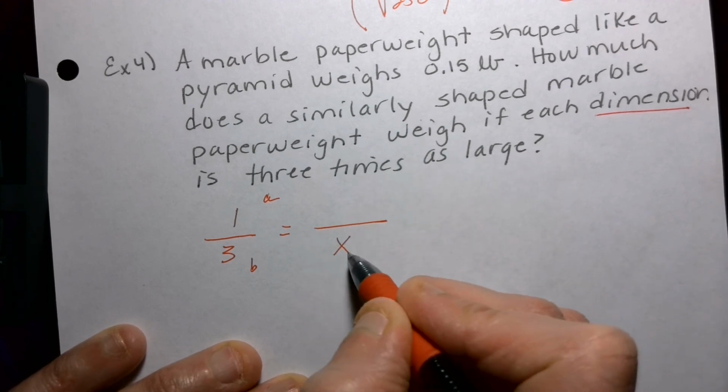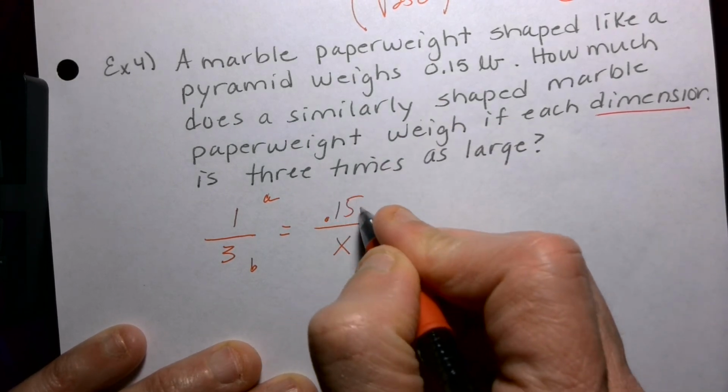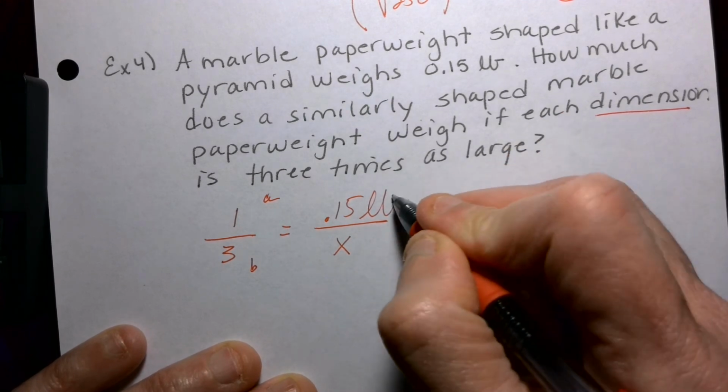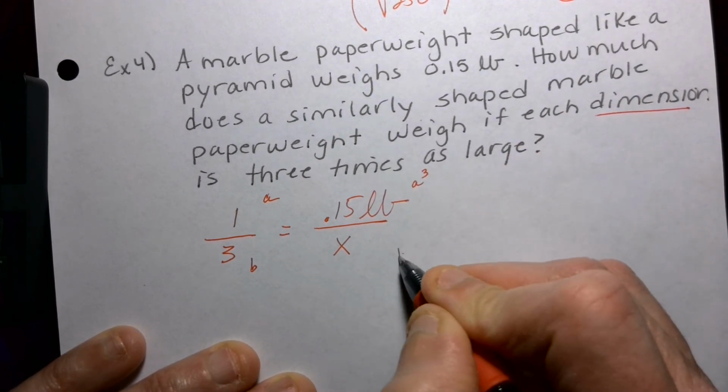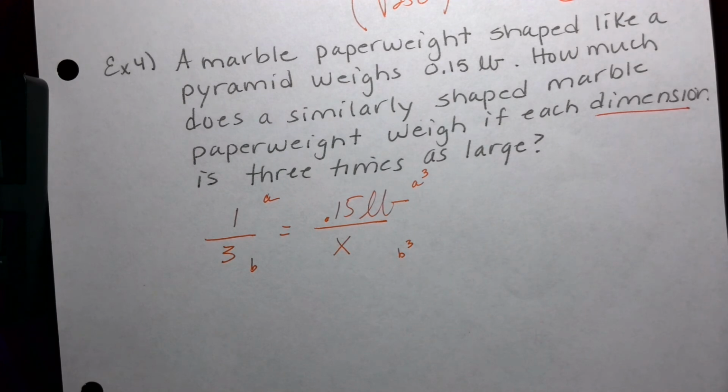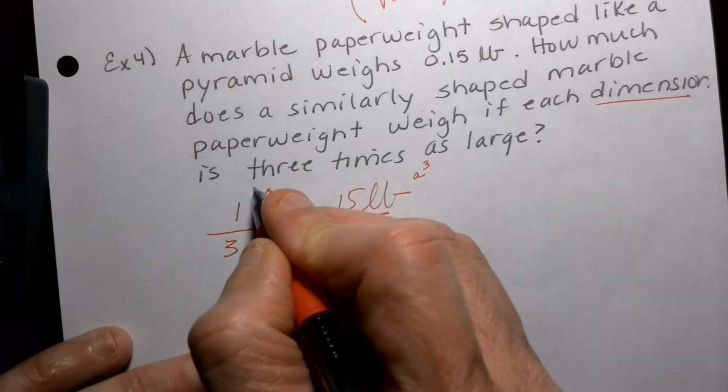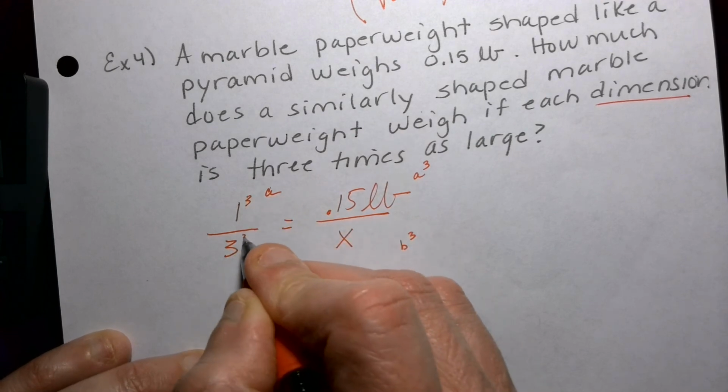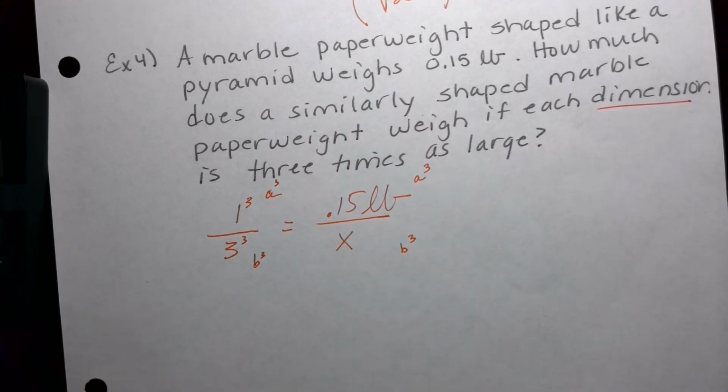How much does a similarly shaped one weigh if it's 3 times as large? So we're looking for the bigger one. So that means this one's the smaller one. But again, this is weight. So this is A cubed and B cubed. So right now they're not balanced, are they? So I need to go over here and cube these so that I can have both sides the same.